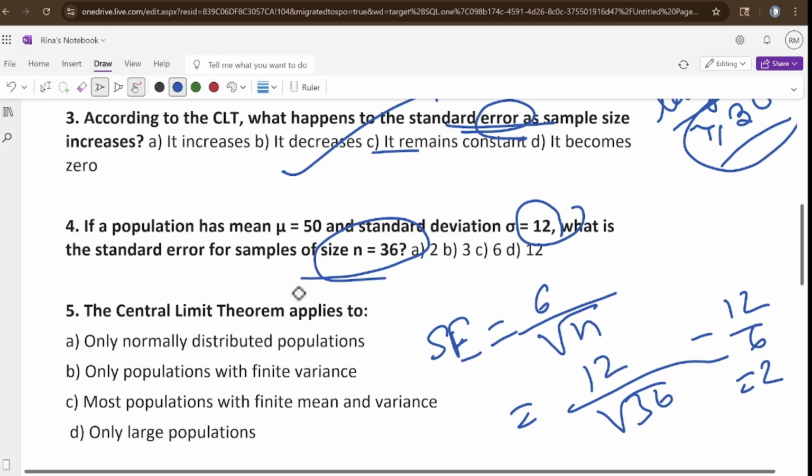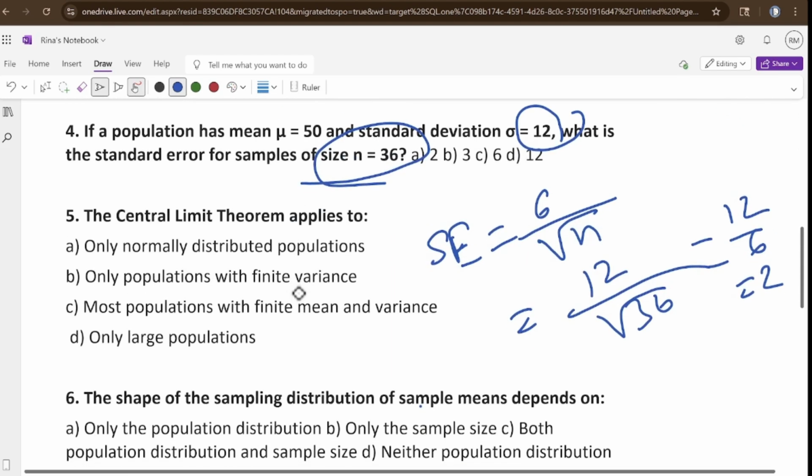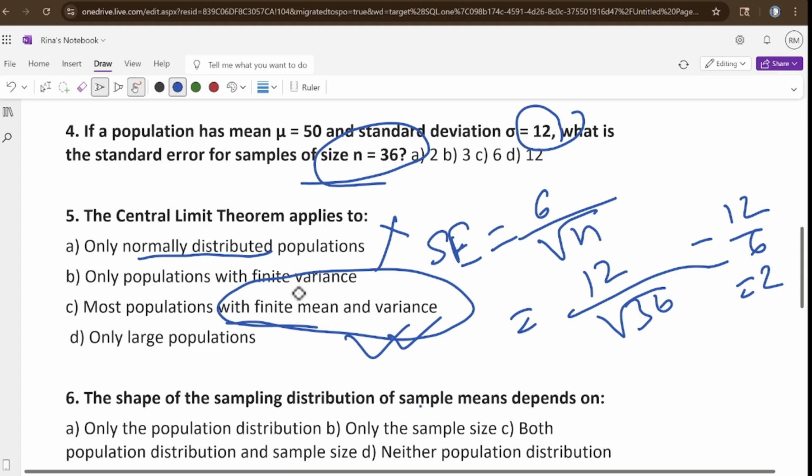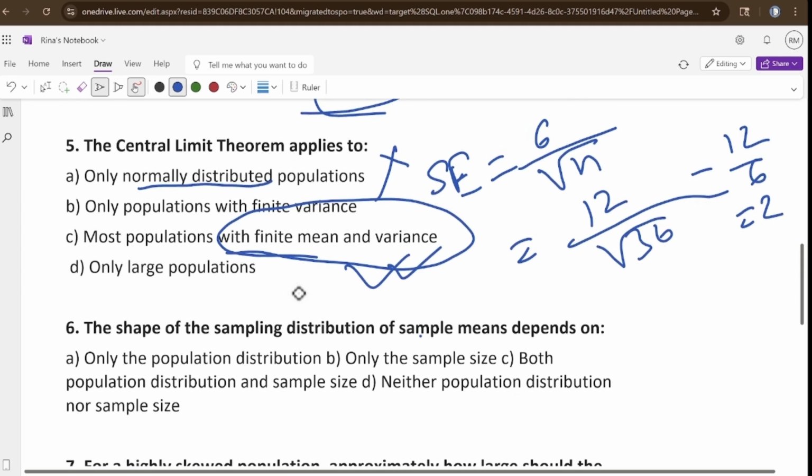Okay. Next question. The central limit theorem applies only to normally distributed populations? No, the population distribution is unknown. Only populations with finite variance? Exactly, the population should have finite mean and variance. Large population? No, not required.